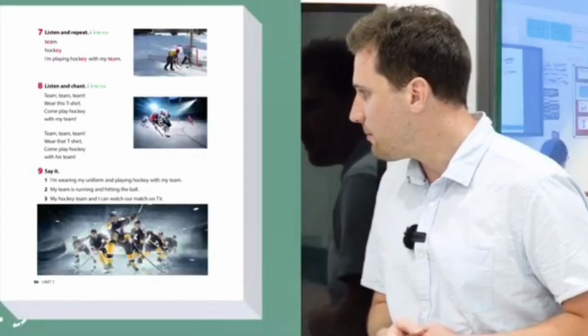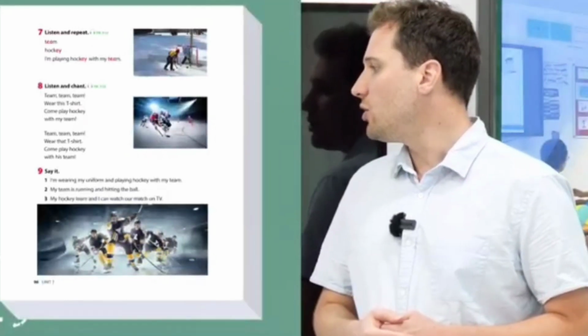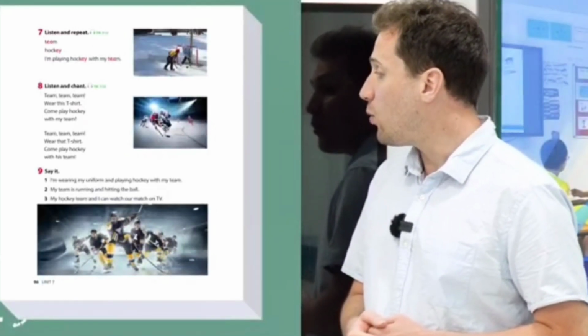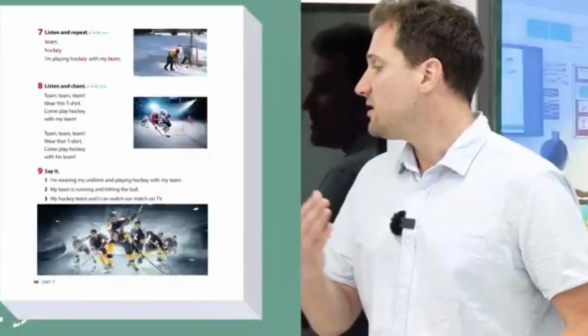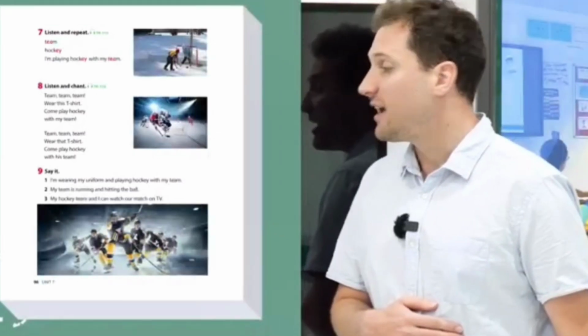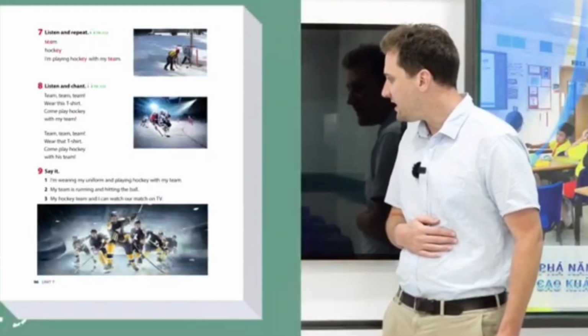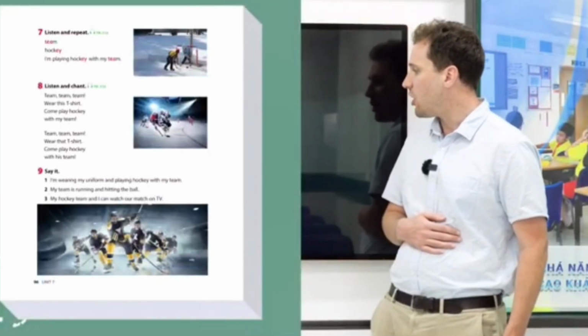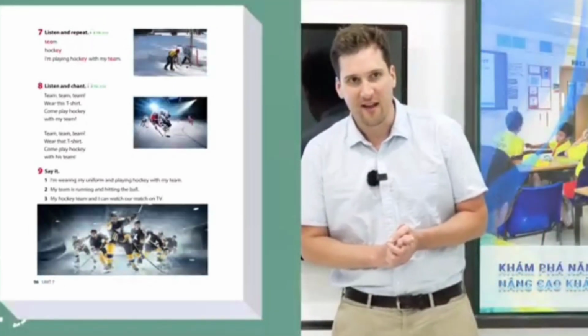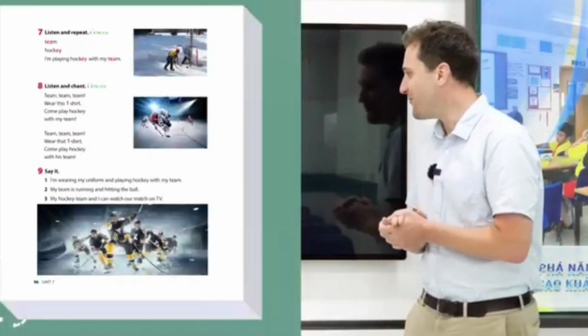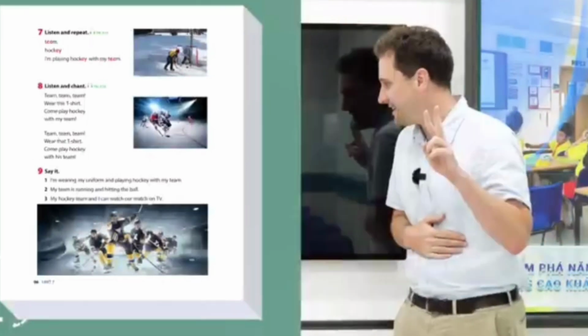So sentence number 1, I'm wearing my uniform and playing hockey with my team. Sentence 2, my team is running and hitting the ball. Sentence 3, my hockey team and I can watch our match on TV. Okay, so plenty of words there with those two phonetic sounds.